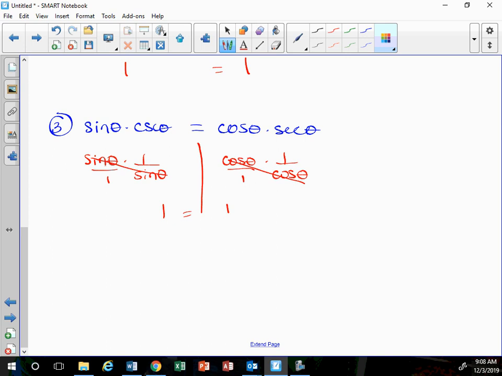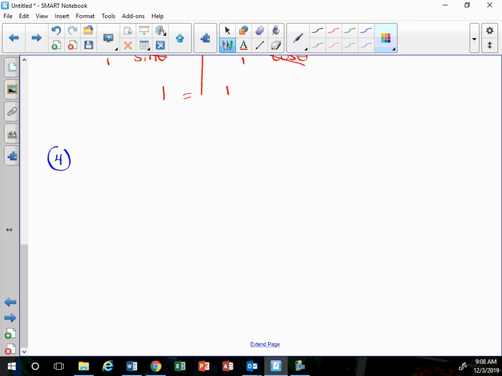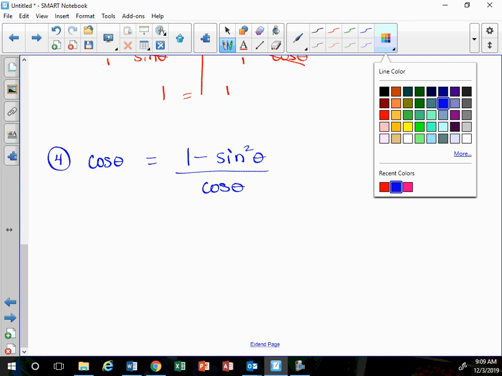So far, not bad, right? All right, I'm going to throw a little more at you this time. All right, let's do cosine of theta equals 1 minus sine squared theta all over cosine of theta.